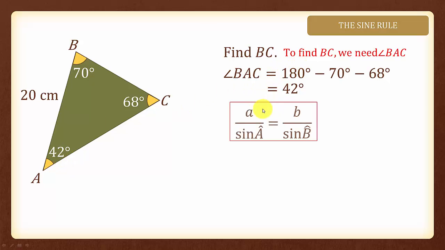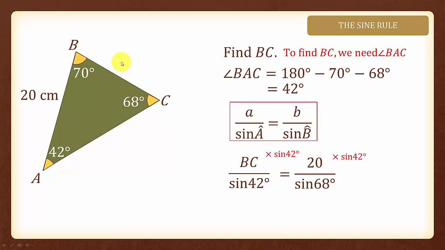Since we are finding the length, we will use A over sine angle A equals to B over sine angle B, so that the length that we want to find will be at the numerator. On the left hand side, we will have BC over sine 42 degrees, and on the right hand side, we will have 20 over sine 68 degrees. To solve this, we will multiply sine 42 degrees on both sides. And by pressing your calculator, we will have BC equals to 14.4 centimeters, rounded off to 3 significant figures.